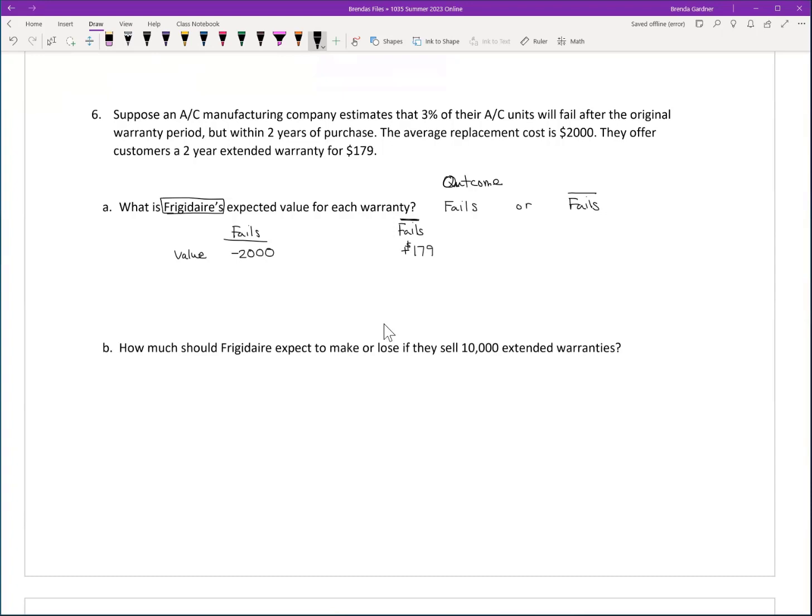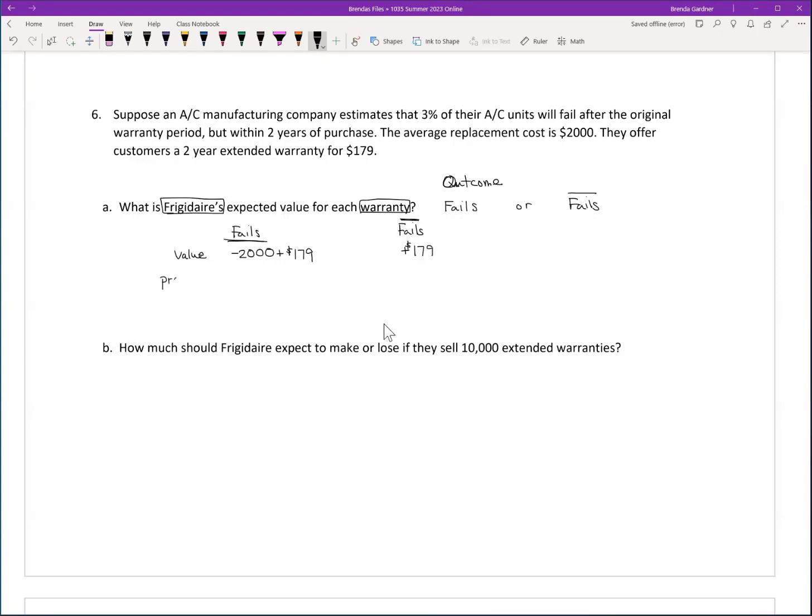However, even though it fails, if the consumer did put a warranty on it, which is what we're asking, what kind of money will they be making or losing? They lose $2,000, but they actually still gained the $179, if that makes sense. Because they got that up front, and then they're going to have to spend $2,000. So that's the value if it fails, and if it doesn't fail, then they earned $179.